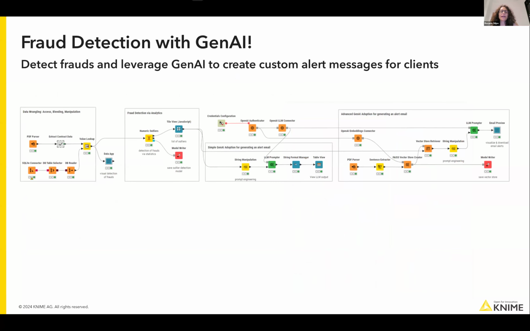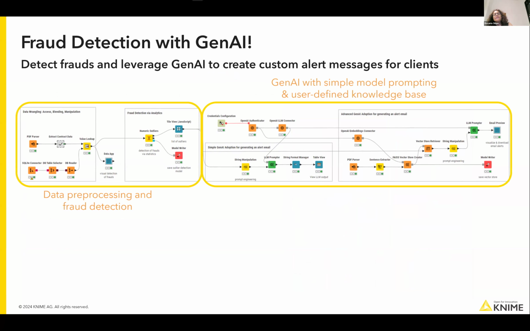So this is the final workflow. In the first part, you read the data and do some pre-processing and cleanup. You use the Numeric Outliers node for the fraud detection. Maybe you do some visualization if you want. And then the second part is about generating this text, this warning email.